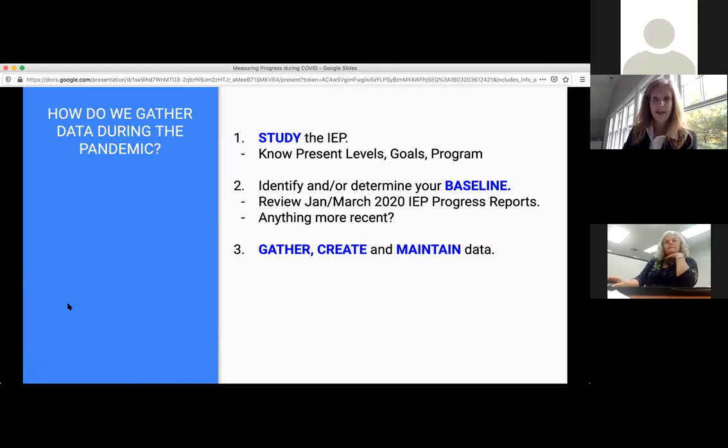I have tried to demystify this for you by breaking it down into three steps. First, you really need to study your IEP and become best friends with it. It is a murky document, but you have to dissect your present levels. You have to know the strengths and weaknesses of your child as they are documented in the IEP. You really want to understand the goals and the objectives and the program that is set out for your child. You're then going to need to identify and/or determine what your baseline of skills is. Where is my child performing right now? You may find it helpful to go back and review your January or March 2020 IEP progress reports. That might be your starting point.